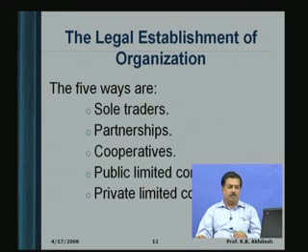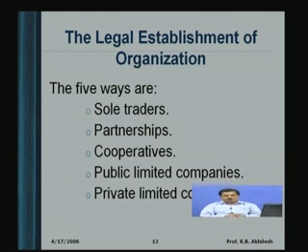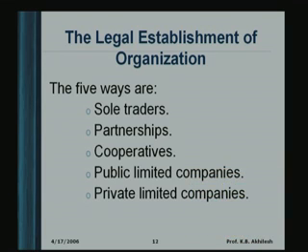Yes, we can think of 5 different ways how businesses can be established in the private sector or in the public domain. The 5 ways are: 1, the sole traders; second, the partnerships; the third is cooperatives; the fourth is public limited companies, and the fifth is private limited companies. Let me elaborate on each of these, what it means and how we can use some of these forms of organization and what are their limitations and scope.